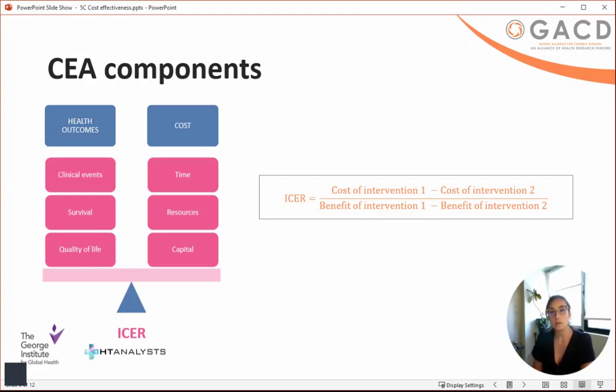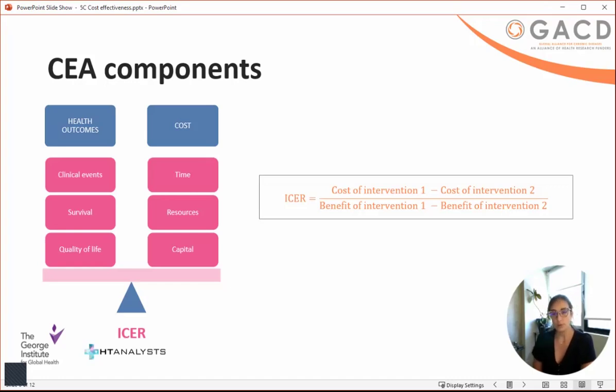This is often assessed using measures like the quality adjusted life years, which we mentioned before, and the disability adjusted life years, which take into account both the quality and the quantity of life gained from the intervention. Technically, a cost-effectiveness analysis which uses QALYs as outcomes is called a cost-utility analysis.